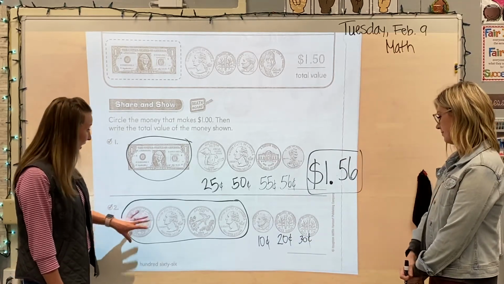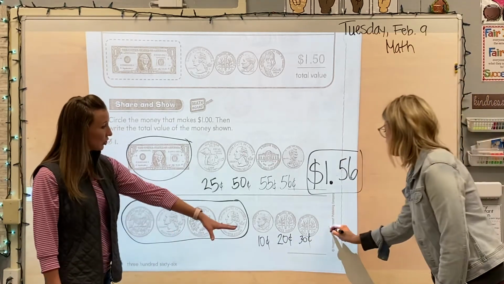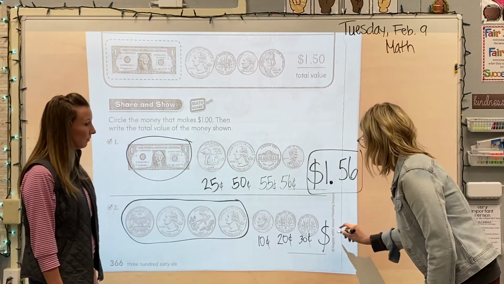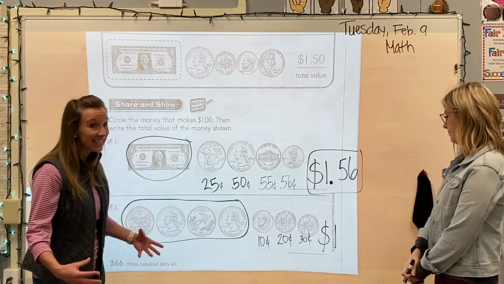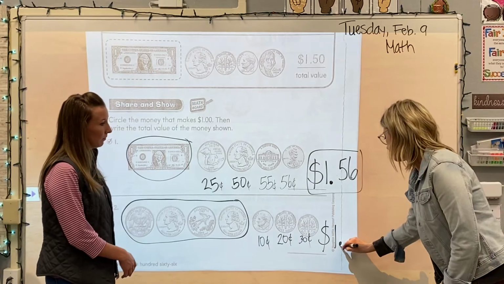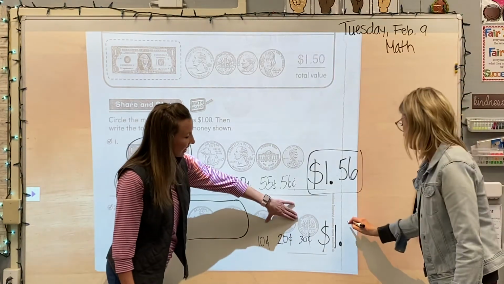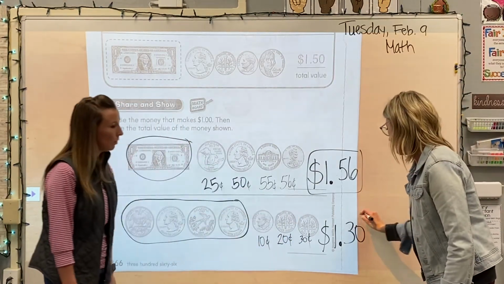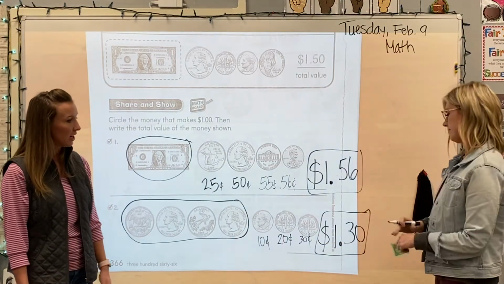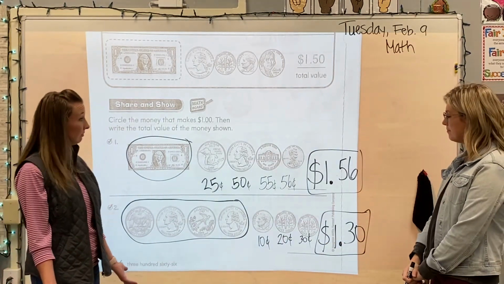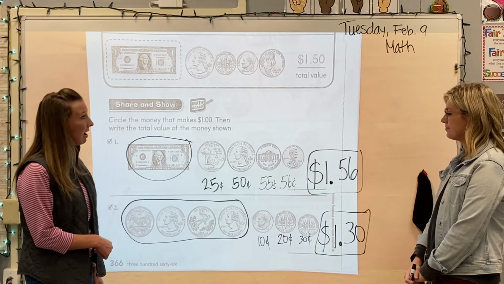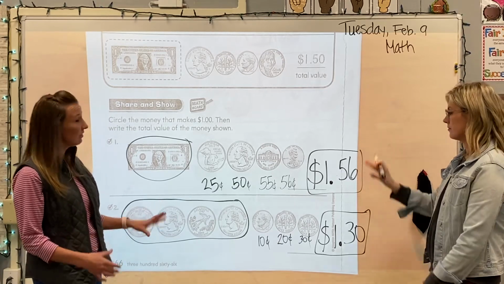So I know that I have $1. Can you go ahead and show me that dollar sign with a 1? Dollar sign with the 1, and the decimal point. We have 30 cents, so just a 30. Awesome. $1 and 30 cents. Pretty cool. That's it.